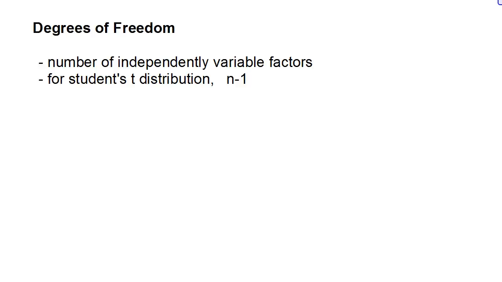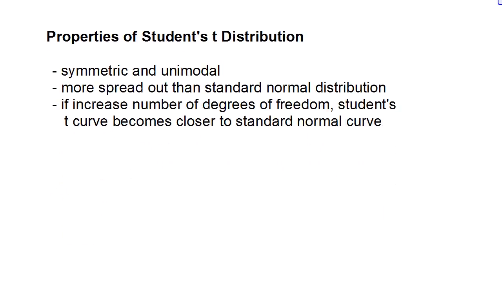And so when we're looking at the t-distribution, it is still symmetric and unimodal, meaning that it only has one mode, usually in the center. It is more spread out than the normal distribution, meaning it's usually flatter. If we increase the number of degrees of freedom, it comes closer to the normal curve. Meaning the larger our sample is, the more normal it's going to become.